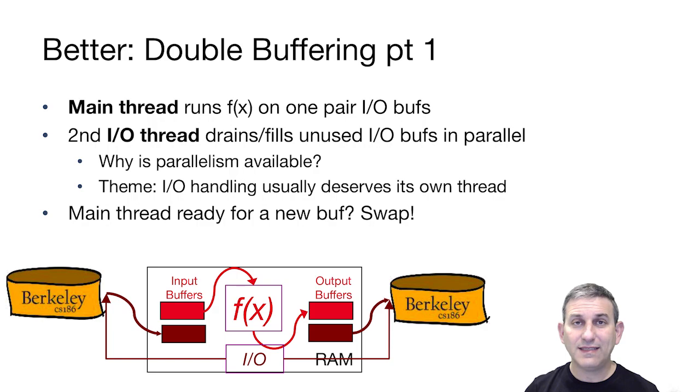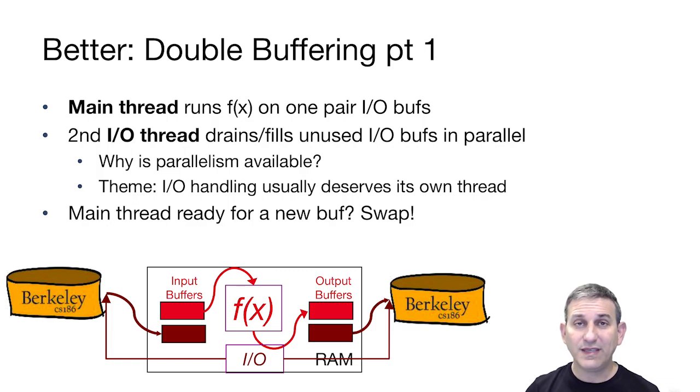The idea here is that instead of having one thread that's doing both I/O and computation, we run two threads, one for computation, which is the main thread, and its job is to take the data in an input buffer, call f of x for every one of those objects, and make sure the data gets into an output buffer. Meanwhile, in the background, the second thread is in charge of I/O. Its job is to drain output buffers when they're full and write them to disk, and to fill input buffers when they're empty and read them from disk.